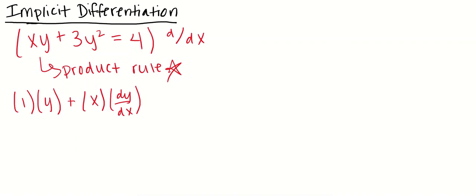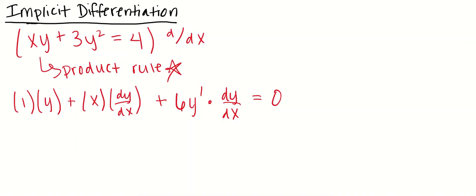Okay, so that's the derivative of that piece, and now we just need to take the derivative of 3y squared, and this is going to be chain rule. Chain rule says we take the derivative of the outside, so we bring that 2 down, multiply it by that 3, and it becomes 6, and then subtract 1 from the exponent. Then chain rule says we have to multiply everything by the derivative of the inside. So that'll be all times dy dx. And this is all equal to the derivative of 4. And what's the derivative of any constant? That's just 0.